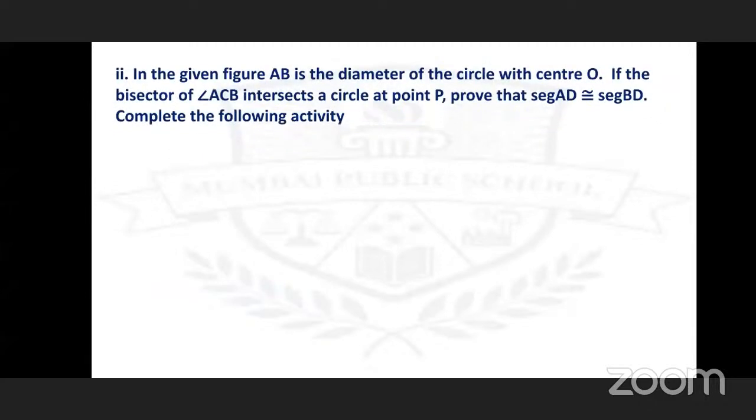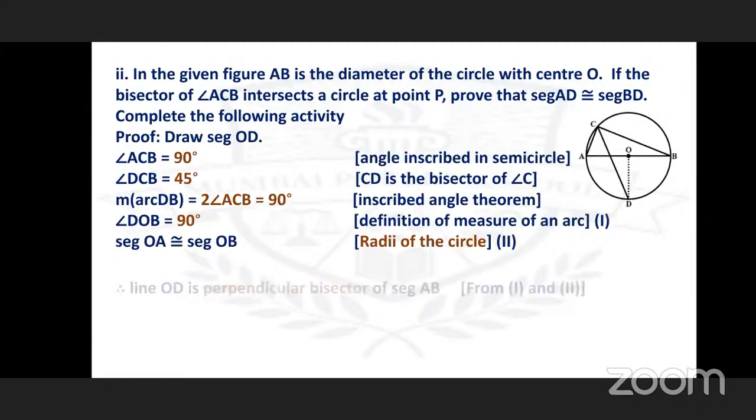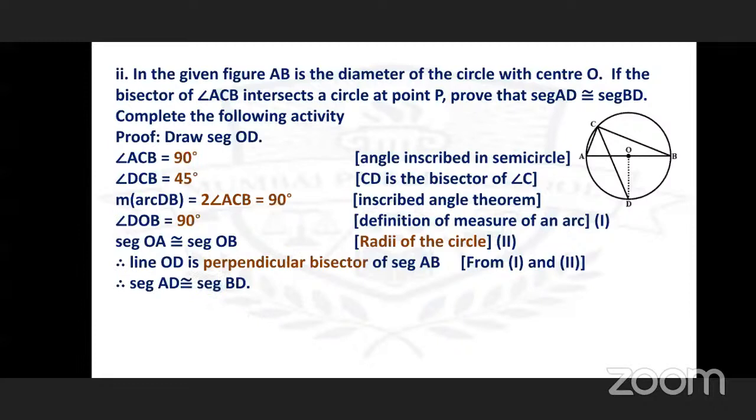And the second question is, in the given figure, AB is given as the diameter, right? So see, AB is a diameter. That means arc ACB is a semicircle. So angle ACB is equal to 90 degrees.